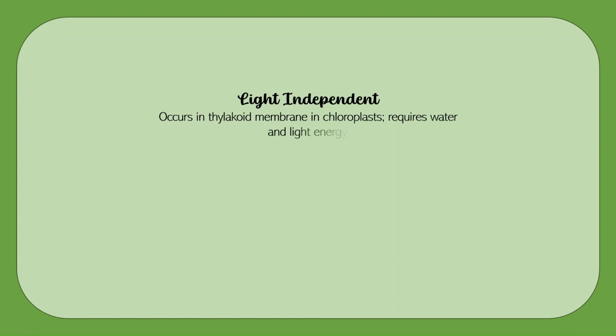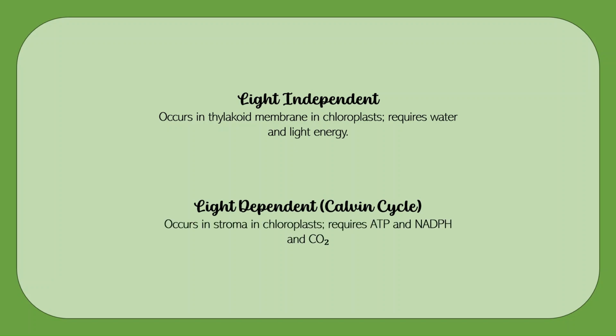There are two types of reactions. Light-independent reactions occur in the thylakoid membrane in the chloroplasts, and they require water and light energy. Light-dependent reactions, also known as the Calvin cycle, occur in the chloroplast stroma, and it requires ATP and NADPH, which come from the light-independent reactions, and also carbon dioxide from the atmosphere.